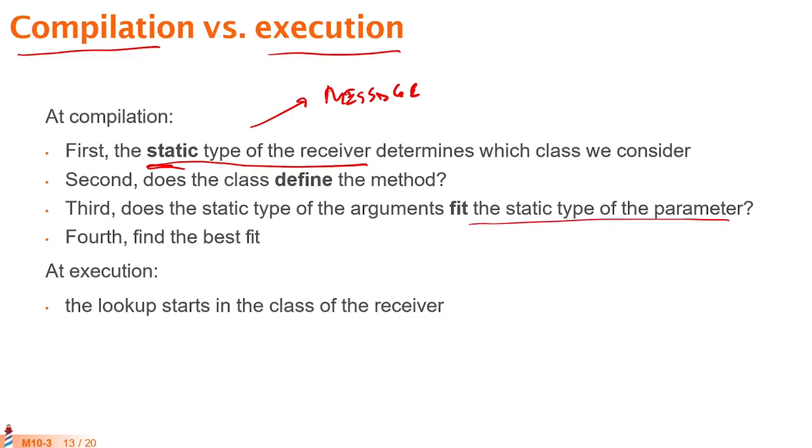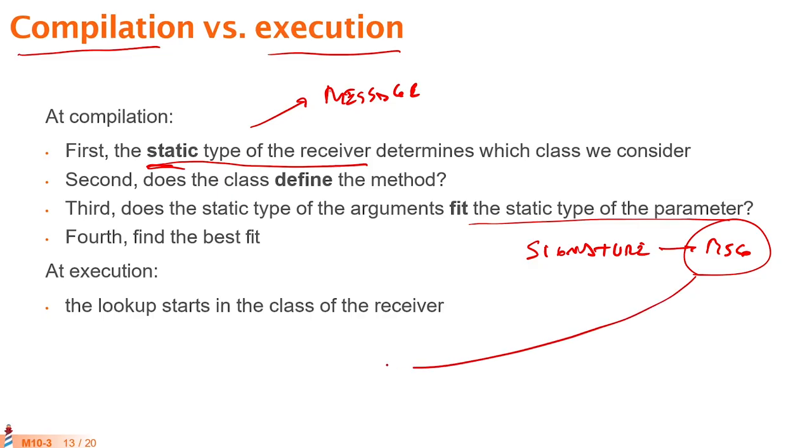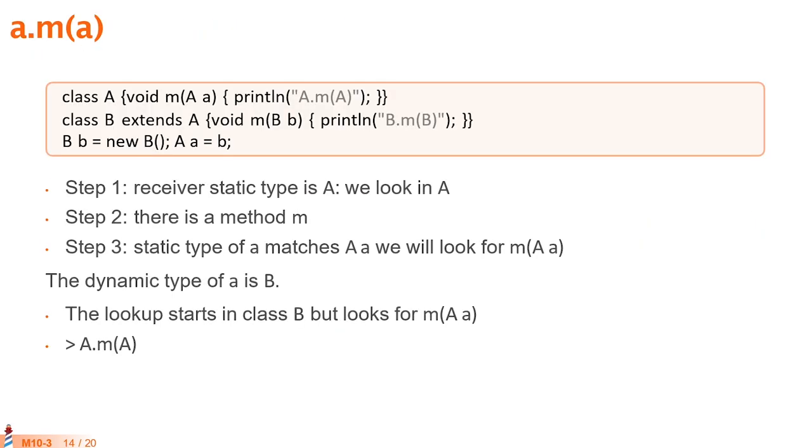With all this information, we are going to create the signature that we are going to use for the message. Then, when we are executing the program, we are going to use the message that we identified and do the lookup starting from the receiver, or basically, starting from the dynamic type of the receiver. Let's see the examples to show more clearly what is happening.